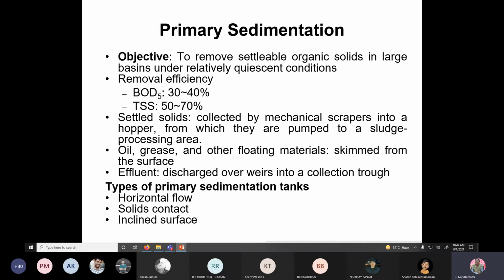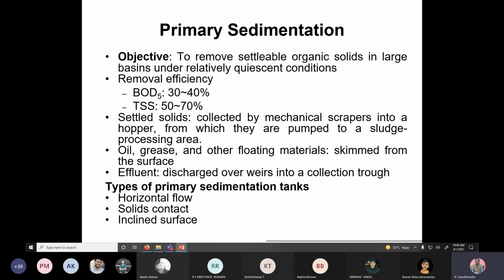Then, one important point is regarding the classification of the sedimentation tank. Generally we have a rectangular type with a horizontal flow, or a circular section. In both cases the flow is basically horizontal. Then you have to give importance to the horizontal velocity.